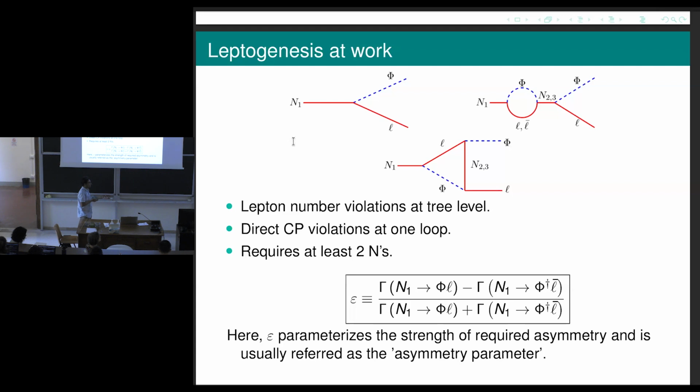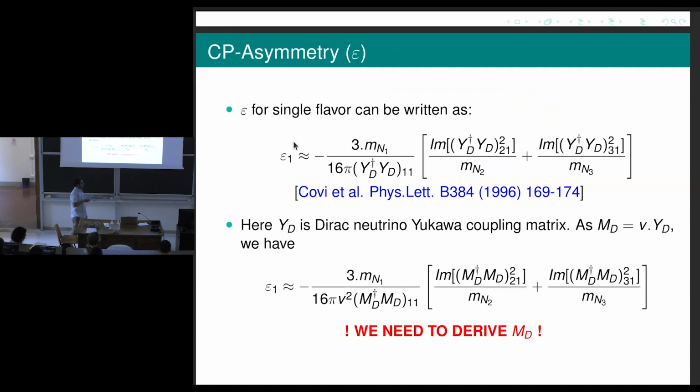In the single flavor case, we can write this asymmetry parameter in terms of the Yukawa matrices, and we can also express it in terms of the Dirac mass. So we need to find out what the structure of this Dirac mass matrix is. In the literature there are various proposals, and I would like to find the possible structure of these Dirac matrices.